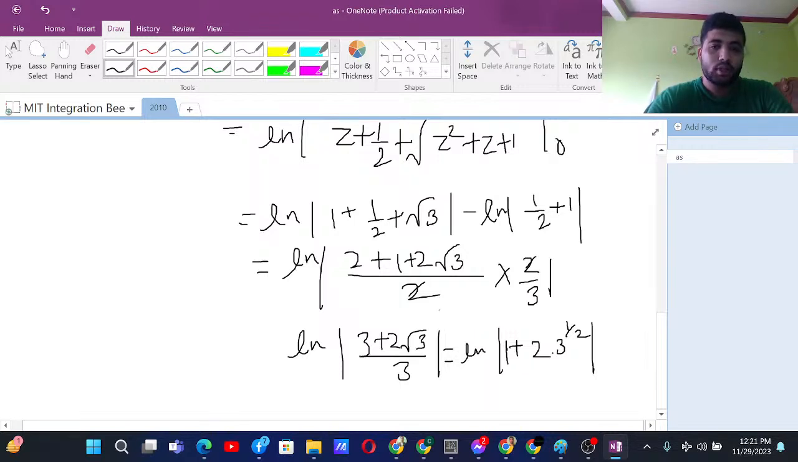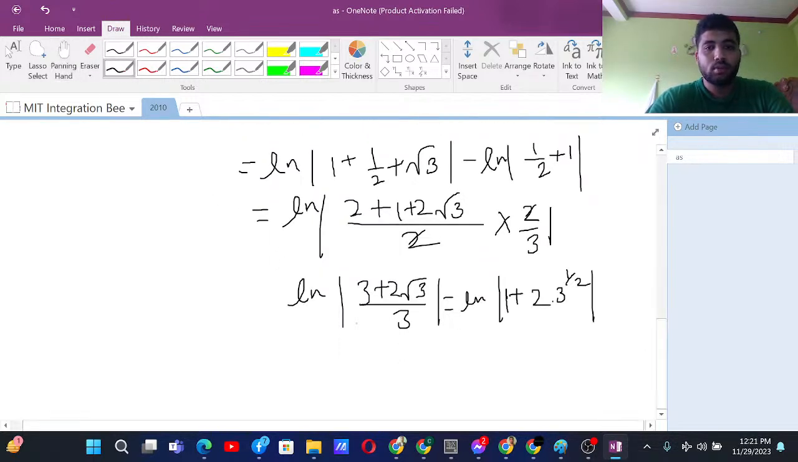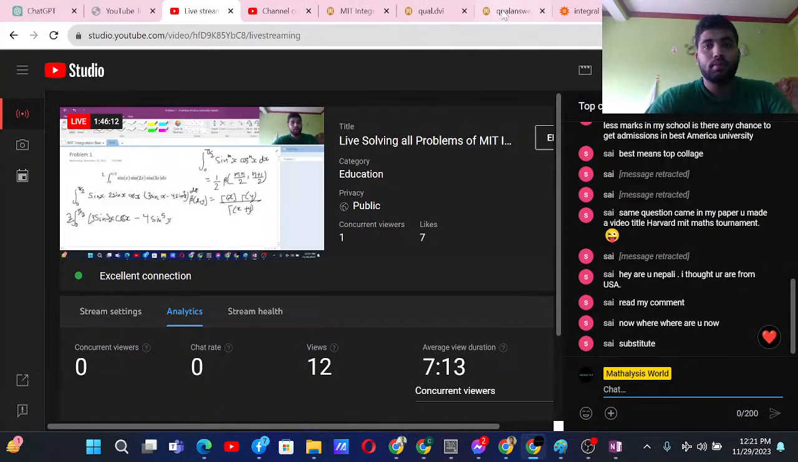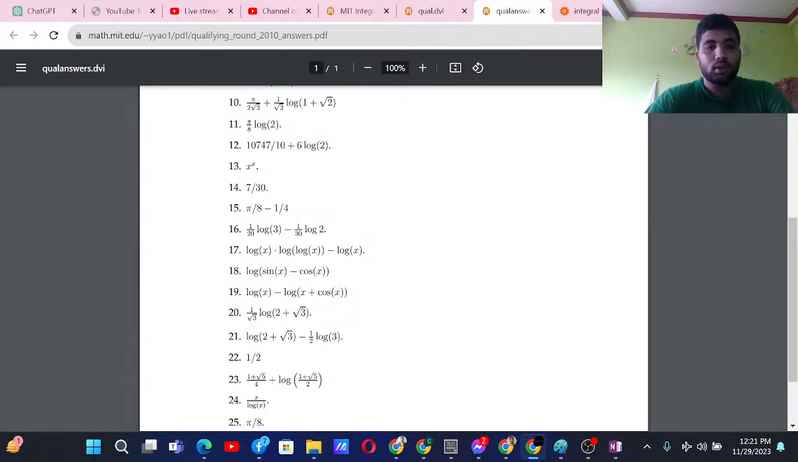But what you can do is, you can also do the other way. You can just divide numerator and denominator by root 3, so that gives us 2 plus root 3 by root 3. And that gives us ln of 2 plus root 3 minus 1 by 2 ln 3. You can also write it like this, and I think that's what is given here. So ln of 2 plus root 3 minus 1 by 2 ln 3.